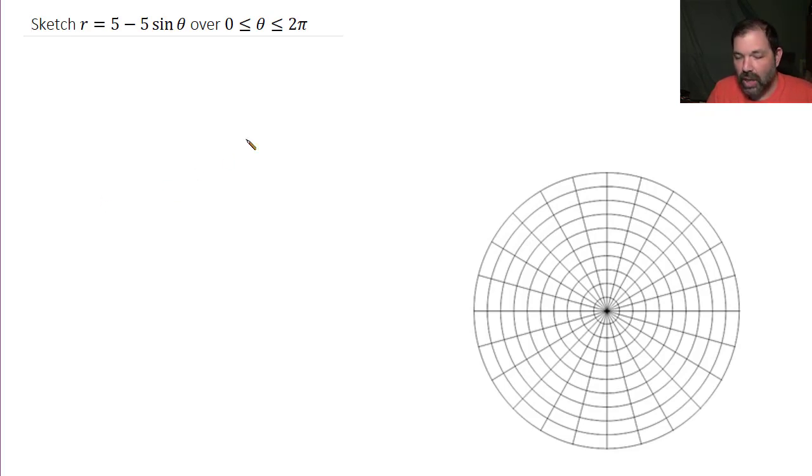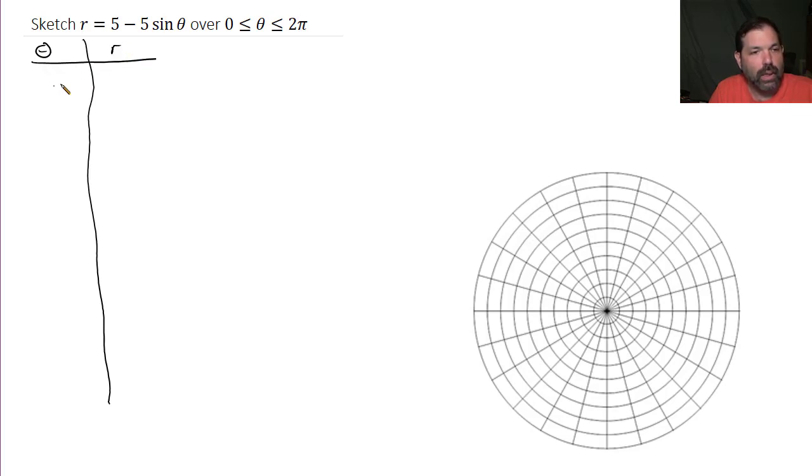All right, so I hope you took the time to pause and try this one out on your own. I'm going to start with the point-by-point plotting again. Set up my theta and my r table here. Let's start at 0. The sine of 0 is 0, so I'd have 5 minus 5 times 0. What if it was pi over 6? The sine of pi over 6 is a half, so that's 5 minus 5 times 1/2, which is 2.5.